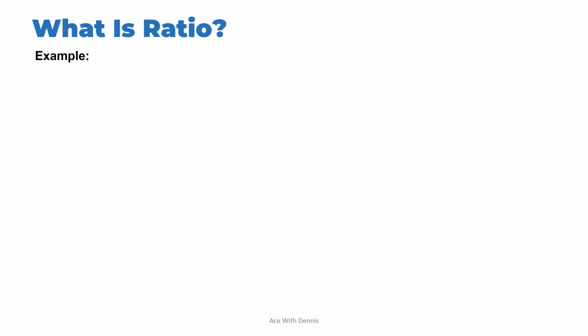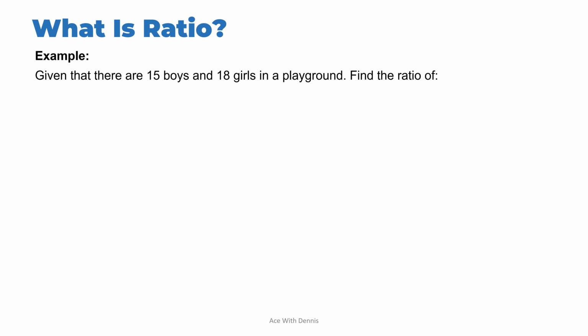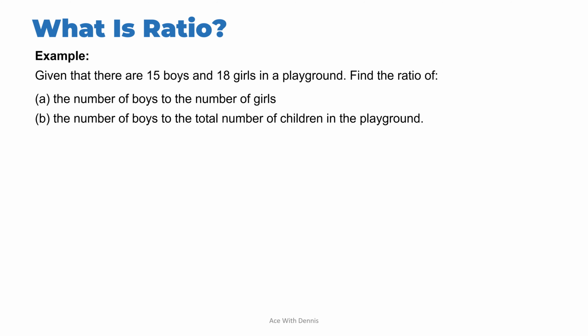Let's look at this example. Given that there are 15 boys and 18 girls in the playground, find the ratio of A, the number of boys to the number of girls. B, the number of boys to the total number of children in the playground.